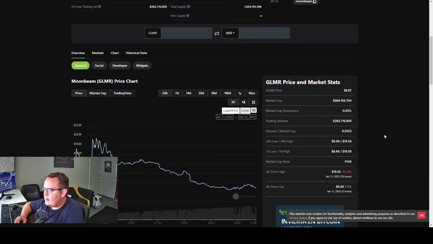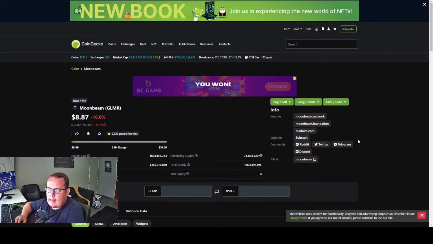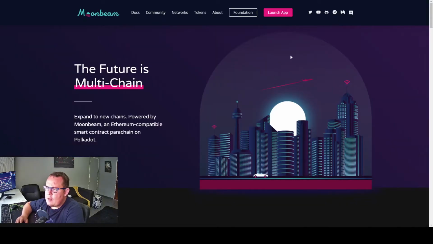Now if we go down here, we can see that the 24-hour low to the 24-hour high is over 150% in the last 24 hours. Moonbeam has also been added on Binance, which could have pushed the price up, and it's a twin to the coin Moonriver. As we can see, the market cap is at $684 million, with a trading volume of $382 million in the last 24 hours. So let's have a look at Moonbeam.